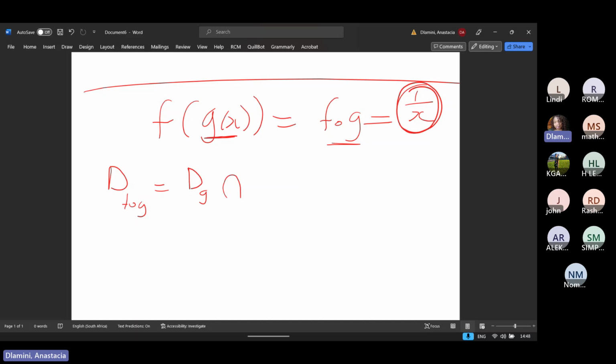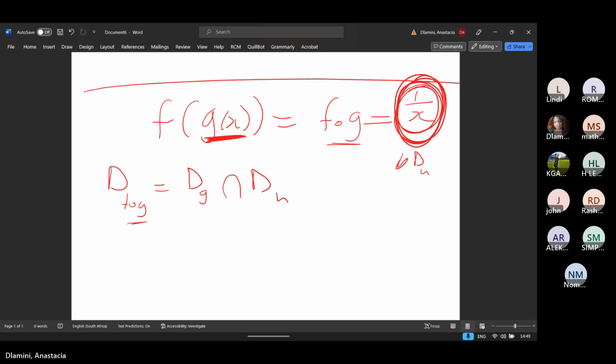We're saying that if you want to find the domain of the composite function, it will always be the intersection of the domain of the inner function as well as the domain of the expression of the composite function. Then let's call this domain D of H. So that will be D of H.